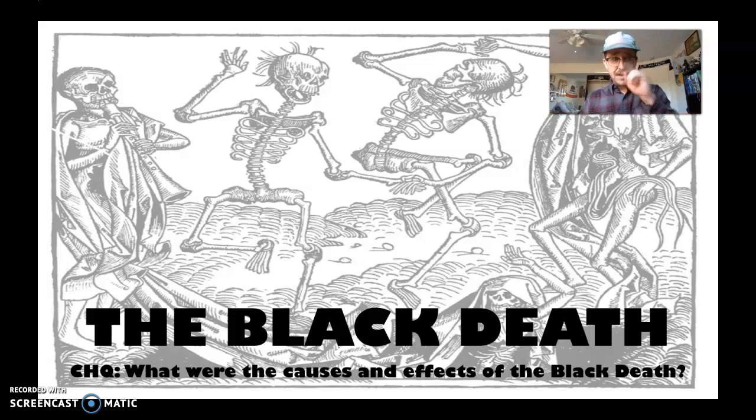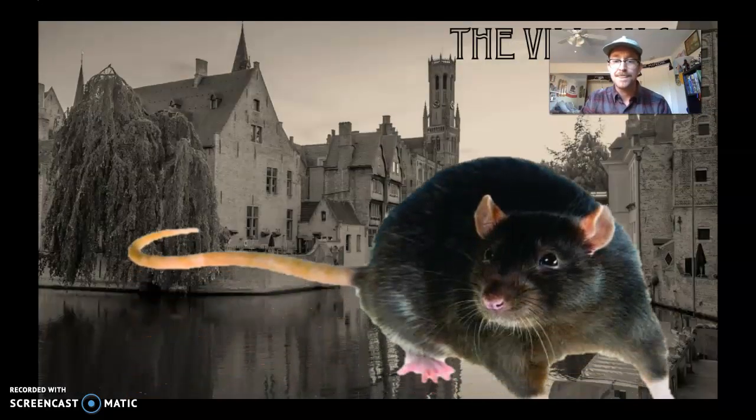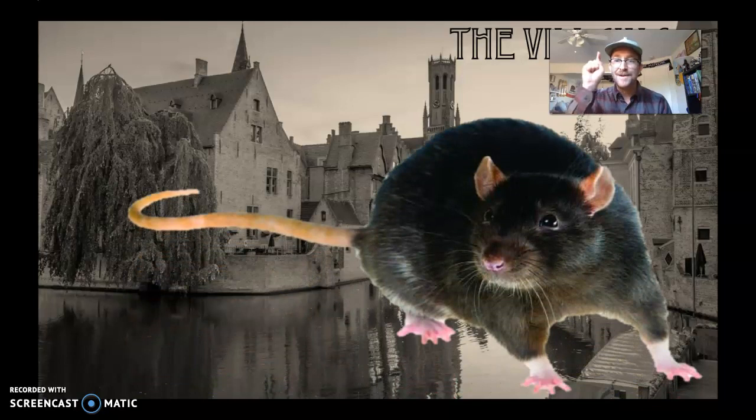Now, that begs the question, okay, how on earth did the Black Death come about? We know that this coronavirus came as a result of somebody consuming or eating a bat. Now, today, let me introduce you to the villains of the Black Death. Villain number 1.